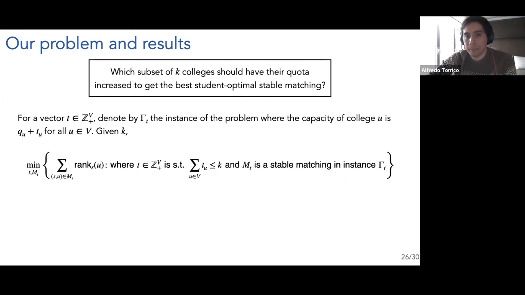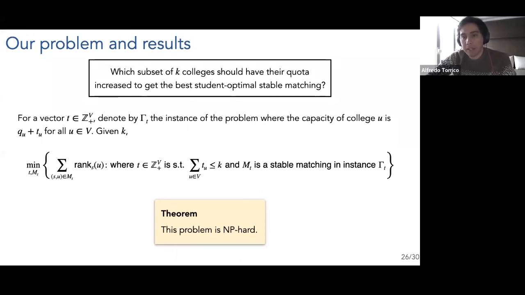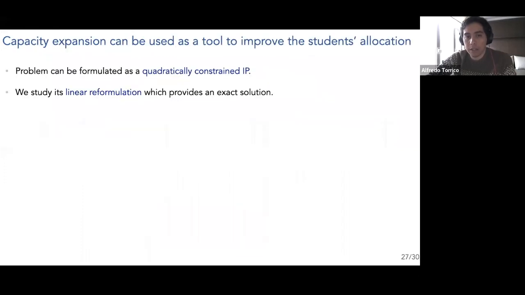In our work, we show that this problem is NP-hard, meaning that there is no efficient algorithm to obtain the true optimal solution. So instead, we look for an exact method that can handle some real-life instances. Our problem can be formulated as an integer programming formulation with quadratic constraints. We also have a linear reformulation that gives you an exact solution, and we test it on synthetic data, and we also tested two different benchmarks.